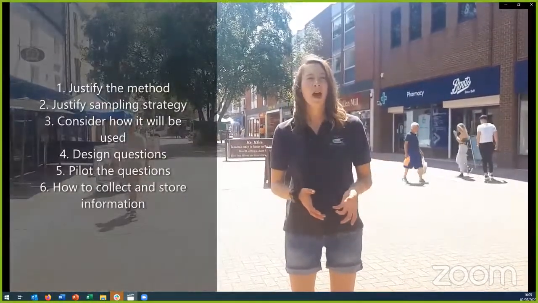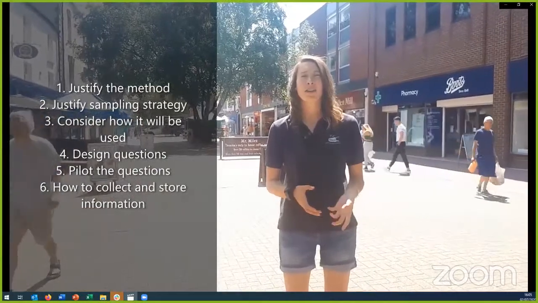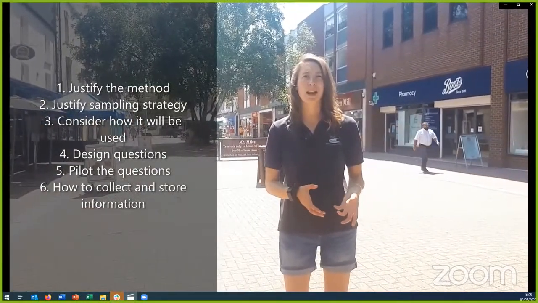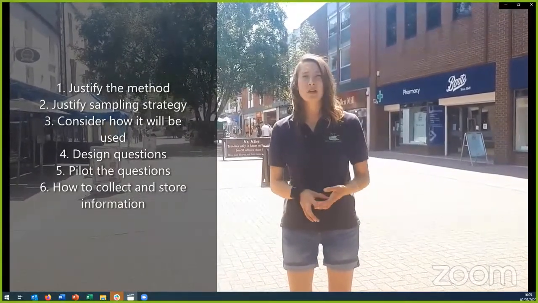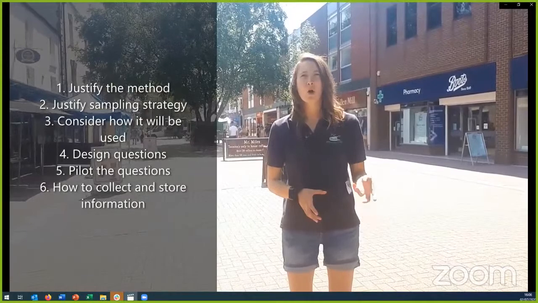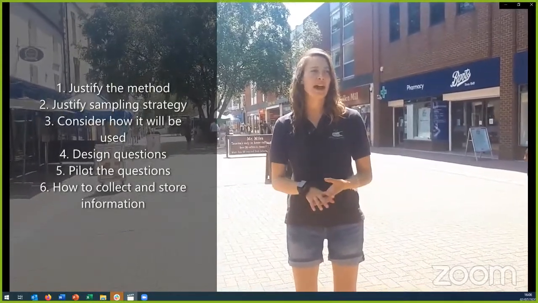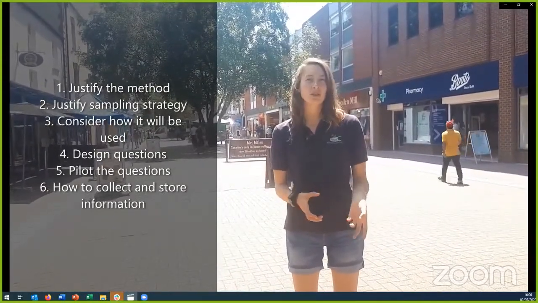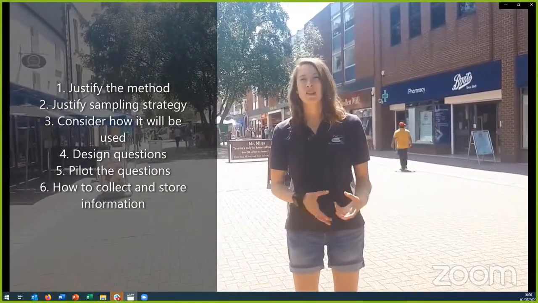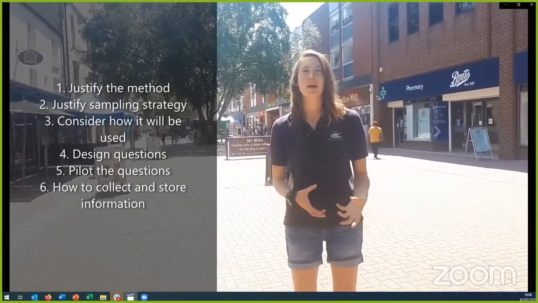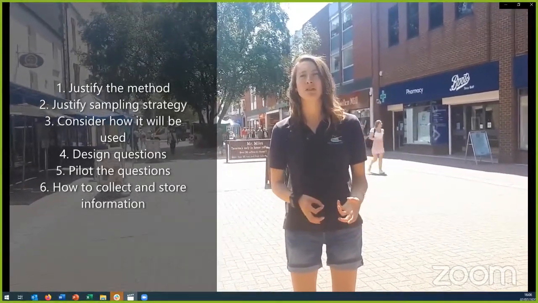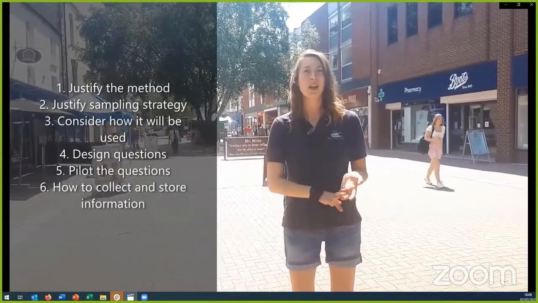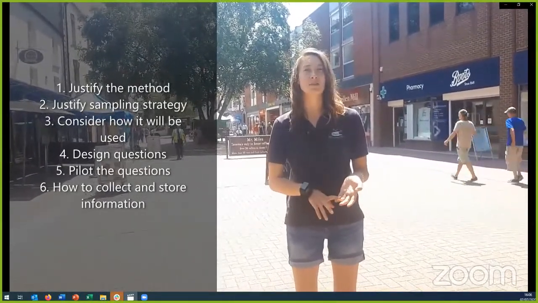To design a perfect questionnaire, we use a 6-step process, which includes justifying, i.e. thinking about what information you're looking to gain from collecting your questionnaire, sampling, how are you going to sample, what's your strategy, how will it be used, whether you're going to speak to people face-to-face or whether you're going to use an online medium to do your questionnaire, designing it, so what types of questions you will use, piloting it, so trying it out, see if it works, what questions might you need to change, and then thinking about how you're going to collect and store all that information for your investigation. Let's take a closer look at each of those stages.